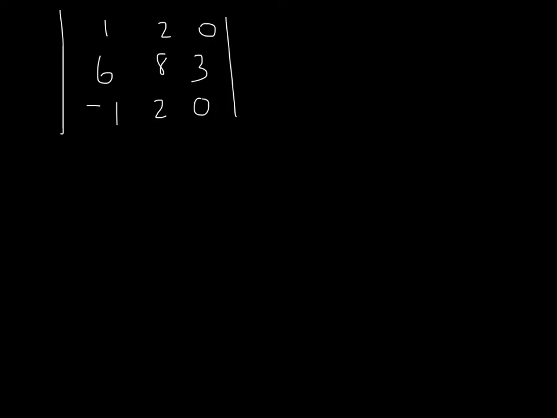So remember, the first thing that we have to do when finding the determinant of a 3 by 3 matrix is to rewrite those first two columns outside of our matrix. And then we have 2, 8, 2. So what we are going to do is multiply diagonally 1, 8, and 0 together. Then we're going to multiply 2, 3, and -1 together, and then 0, 6, and 2 together. So let's do that first.